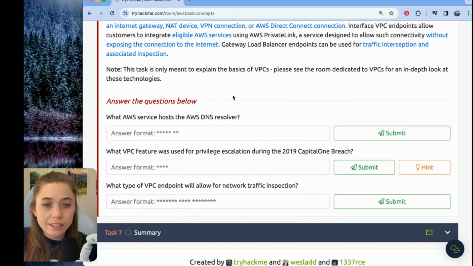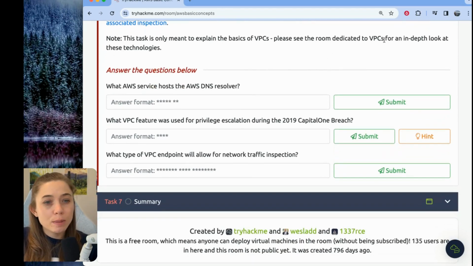Then it says here, this task is only meant to explain the basics of VPCs. Please see the room dedicated to VPCs for an in-depth look. So we're going to learn more about it later. Here are our, looks like, 3 questions to answer. What AWS service hosts the AWS DNS resolver? So that would be Route 53.